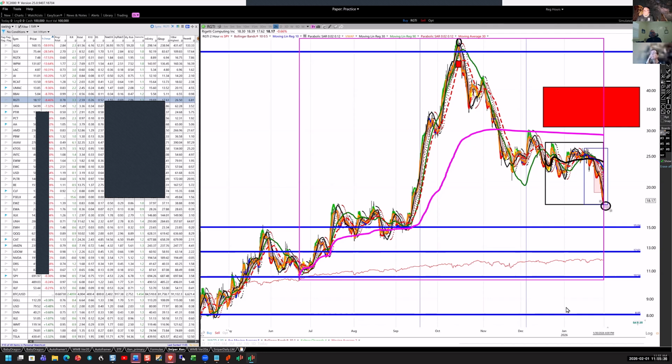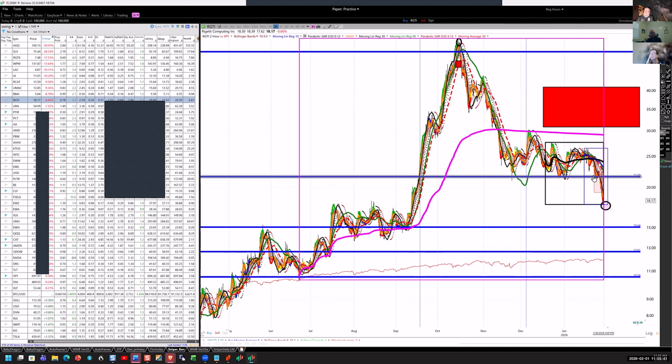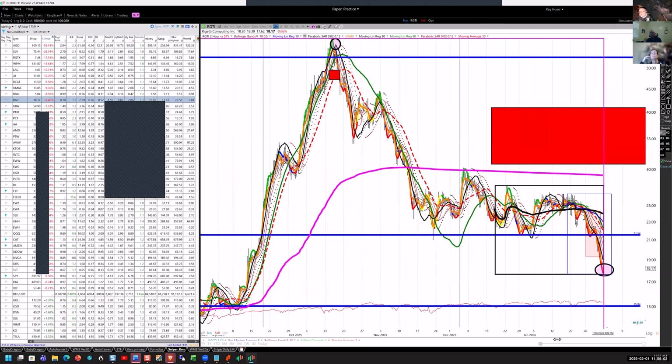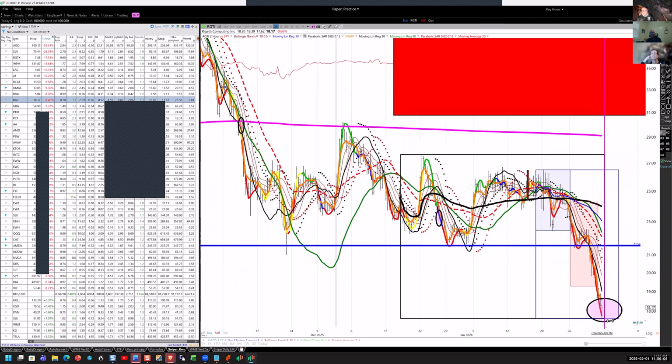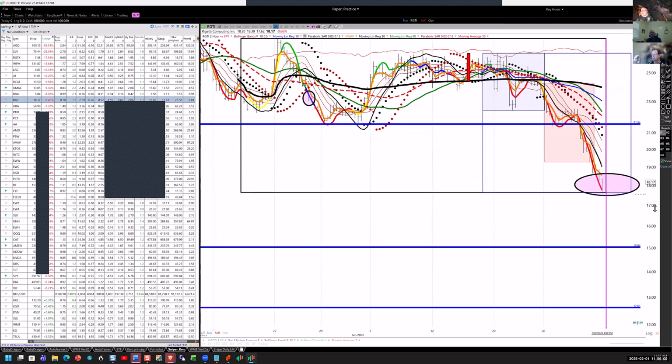But if it works to the upside, what was once support is now resistance, and that is 21. That's a 15% move from here to there. That's all I need, right? So now I'm going to zoom in, I'll just take those two until I can see that.